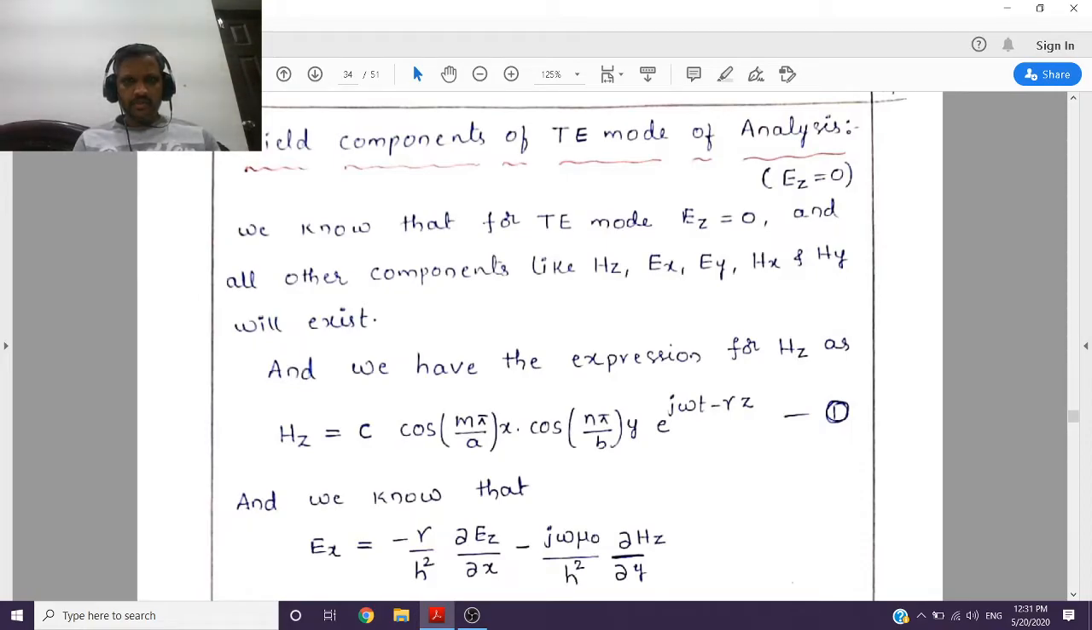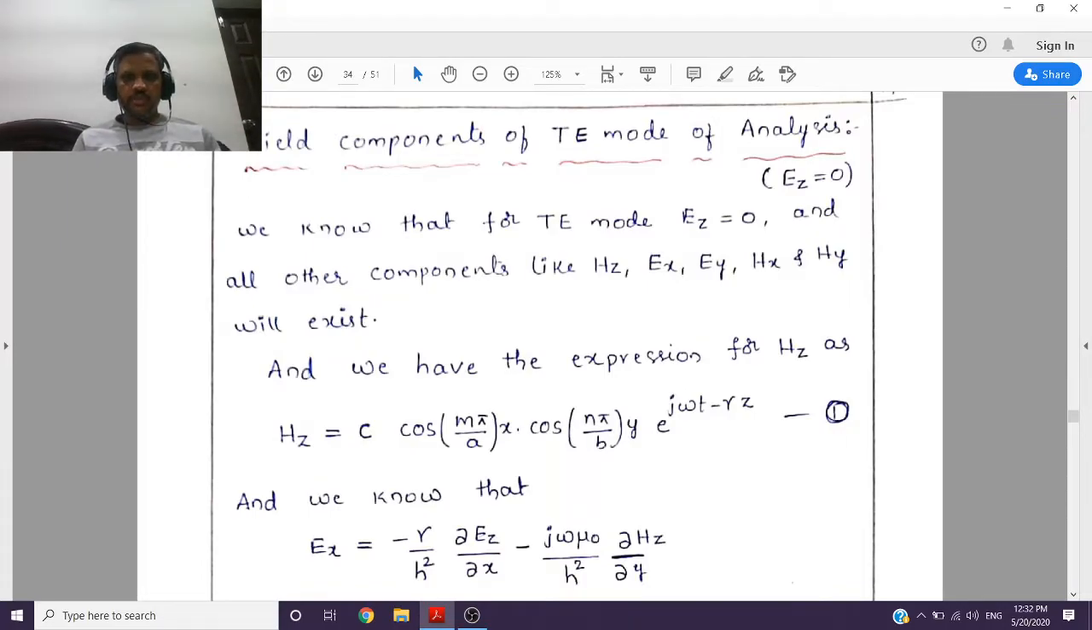In the last lecture, we have seen the transverse electric mode of propagation. We have calculated the expression for Hz, which is in terms of cos, that is some constant c into cos of m pi by a into x into cos of n pi by b into y into e power j omega t into e power minus gamma z. This is the expression for Hz that we got.